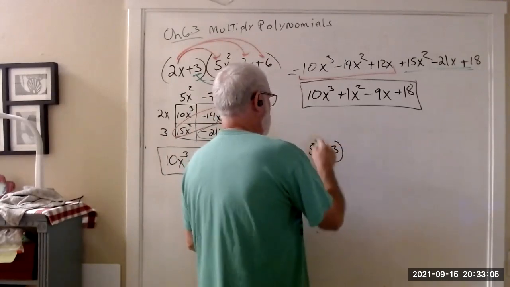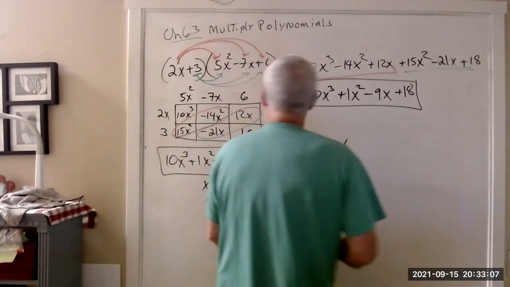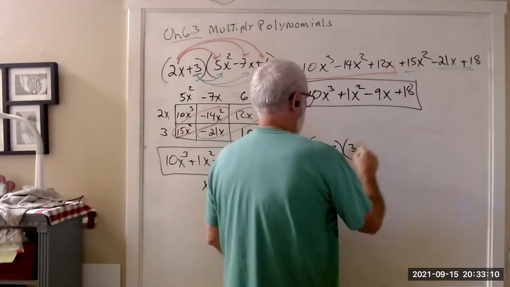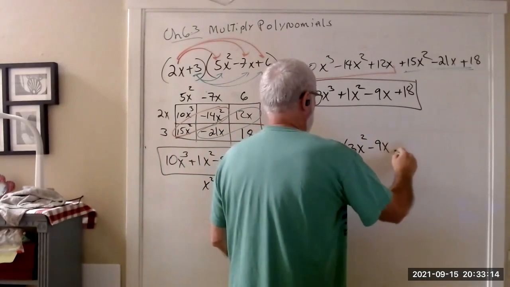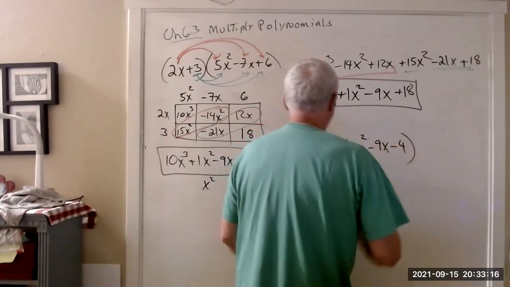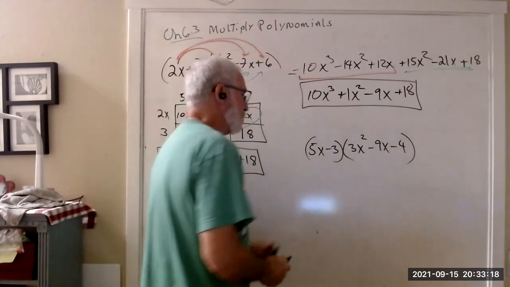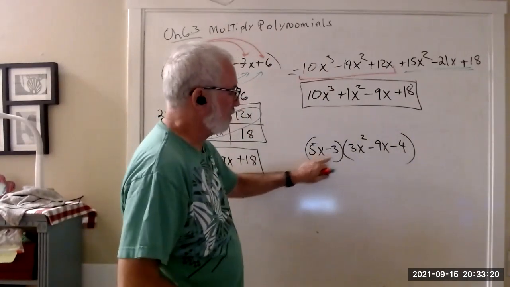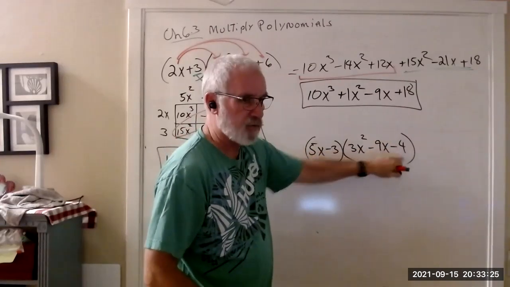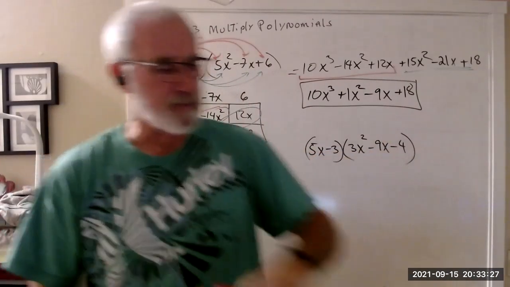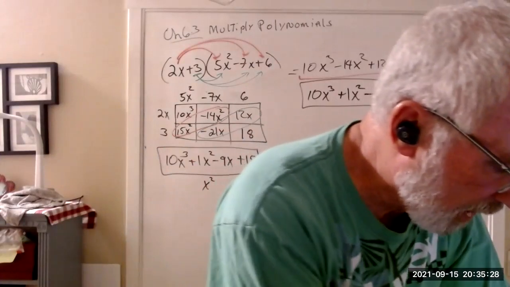5x minus 3 times 3x squared minus 9x minus 4. 5x minus 3, quantity, the binomial, times the trinomial, 3x squared minus 9x minus 4. Okay, pause, do it either way.